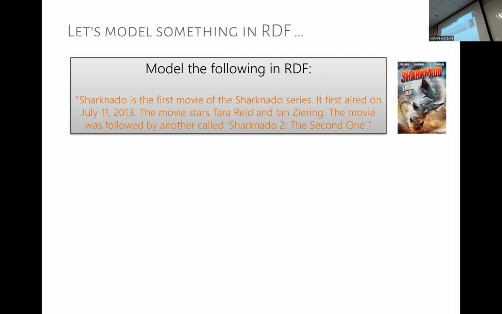So, modeling data in RDF. Let's try to model something in RDF. So we have my favorite movie, Sharknado, here. And the text states Sharknado is the first movie of the Sharknado series. It first aired on July 11th, 2013. The movie stars Tara Reid and Ian Ziering. The movie was followed by another one called Sharknado 2, the second one.